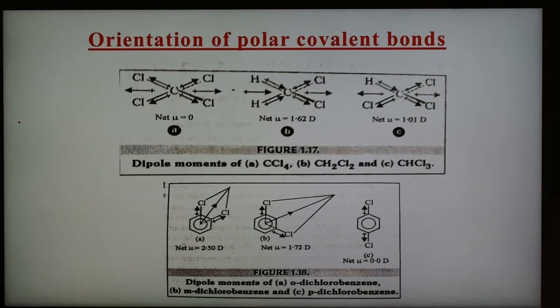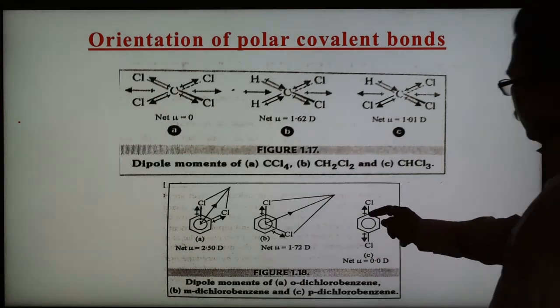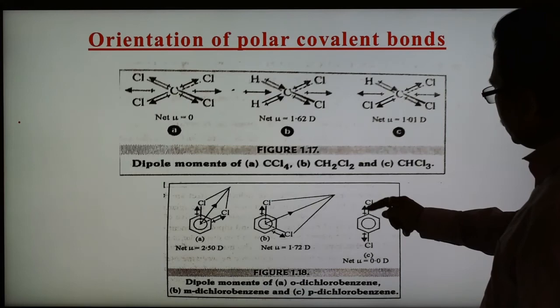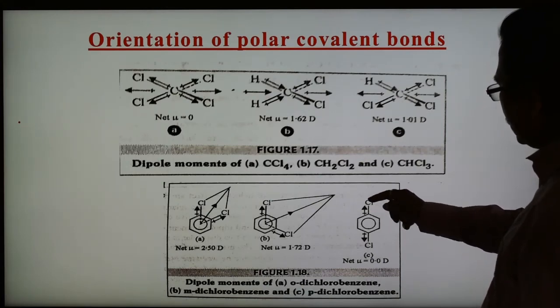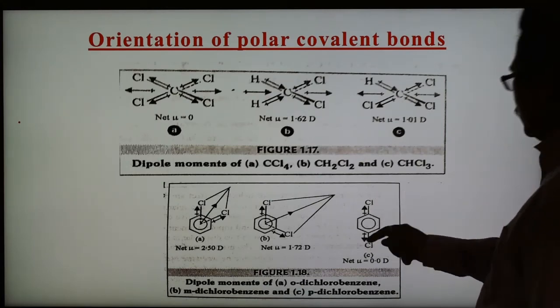We can also take another example, the dipole moment of ortho, meta, and para dichlorobenzene, which is shown in the slide. In para dichlorobenzene, the two C-Cl dipoles, being equal in magnitude and opposite in direction, cancel each other out, and as a result the dipole moment is 0. So whatever the moment of one C-Cl bond is, it is cancelled by the opposite C-Cl.